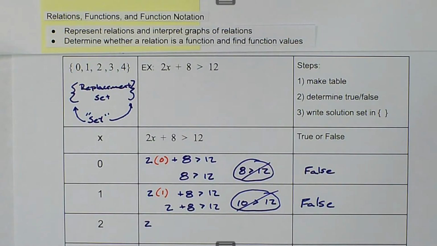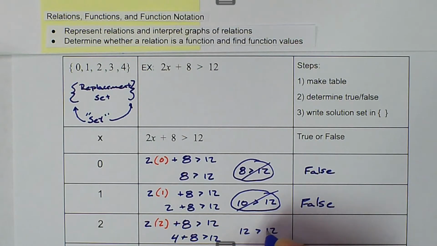Then we can try 2. 2 times 2, I say plus 8 is greater than 12. And here we have 4 plus 8 is greater than 12. So is 12 greater than 12? We'll circle that, put a line through it. No, it's not. It's equal to, but it's not greater than.